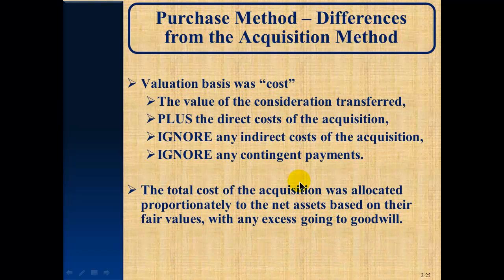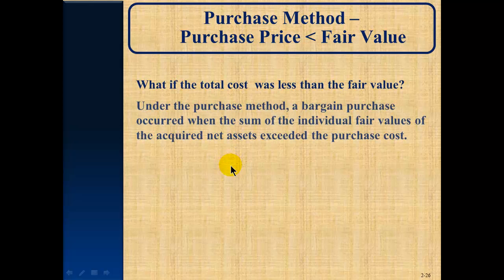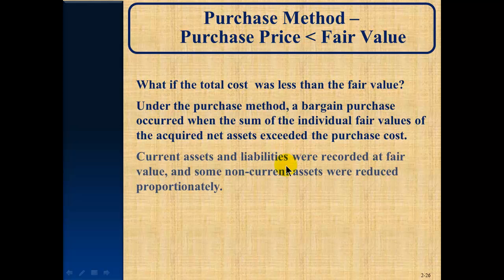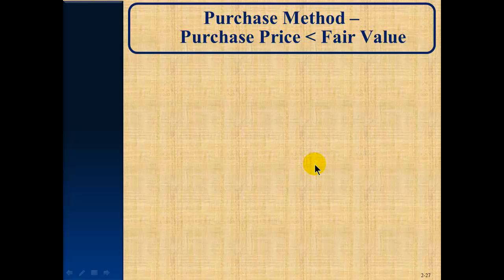And again, I don't want to dwell on the differences, and I'm not going to hold you accountable for that on the exam. But here's a slide, and this is also covered in your textbook pretty well. Now, again, you still have a bargain purchase situation if your purchase price was less than the fair value. Again, most of the time you're only going to see that in a distressed situation. But these are really what you did under purchase method when that happened.